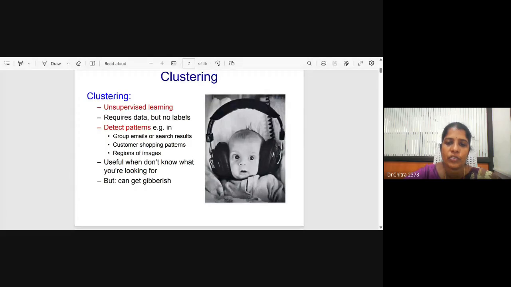The labels are required for training, whereas in a clustering algorithm there is no need for labels. So the labels are not required. Only the data is enough for clustering. Examples are detecting patterns, grouping emails or search results based on customer requirements, and customer shopping patterns. These are some patterns used for clustering. Clustering is very useful when we don't know what we are looking for.